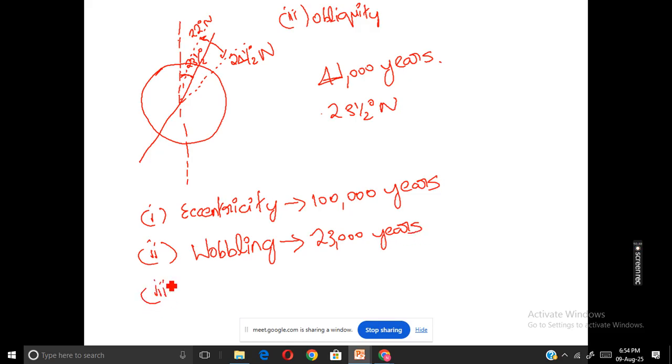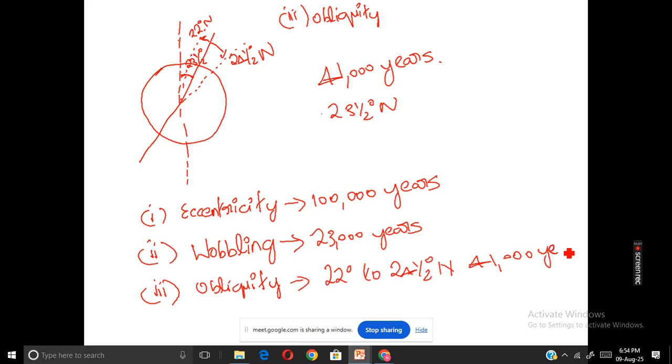Third one is obliquity. Obliquity means change in the axial tilt of the Earth. This changes from 22 degrees to 24.5 degrees, and this happens every 41,000 years. So this is also part of the natural climate change. If you look at the values, they are very large, right? So the change in temperature will be very slow, and this will happen very gradually, right? And together these three things are called the Milankovitch cycle.